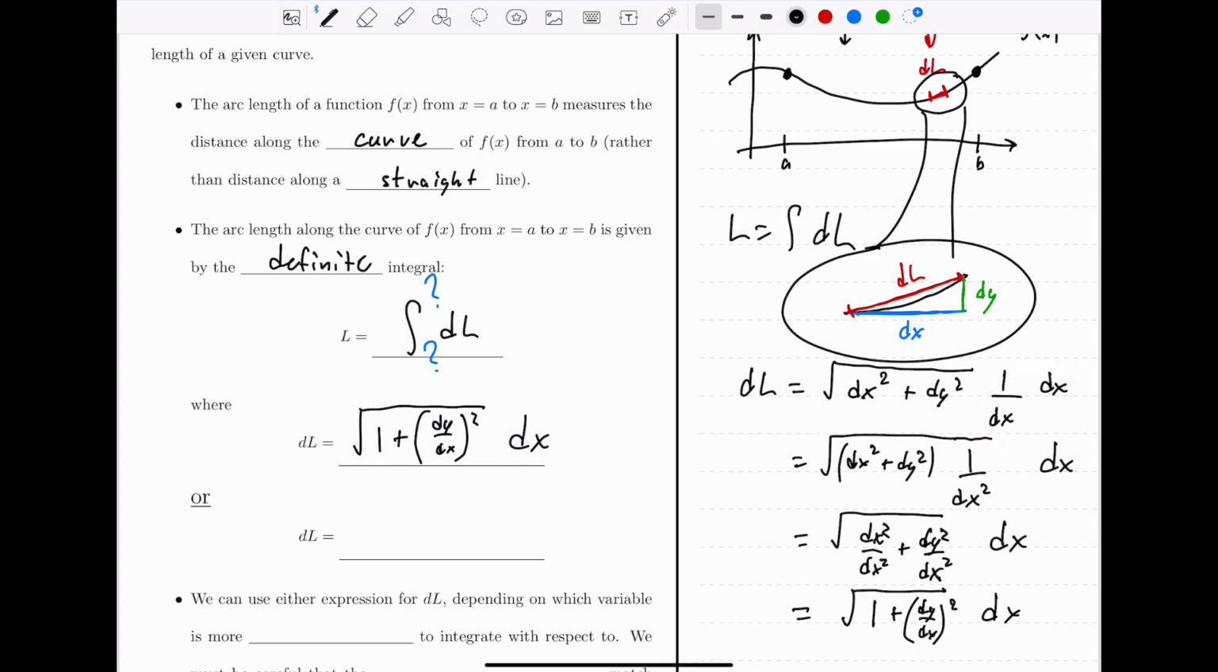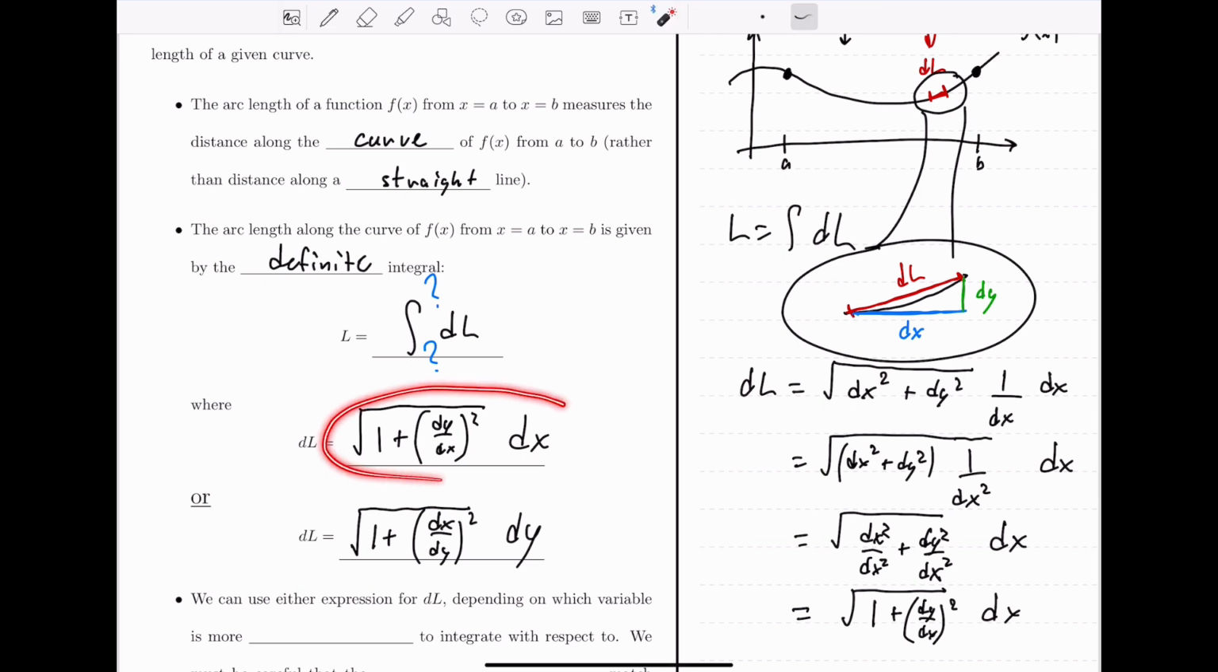So if we imagine multiplying and dividing by dy, we could get a similar expression. And if we do that, we'll not work through all the steps, but we get a second valid expression for dl. It's the square root of 1 plus dx over dy, quantity squared, dy. So we have two valid expressions for this dl. And when we set up one of these integrals to compute arc length, we're going to choose one or the other of these expressions for dl. One of them we integrate with respect to x, the other we integrate with respect to y.